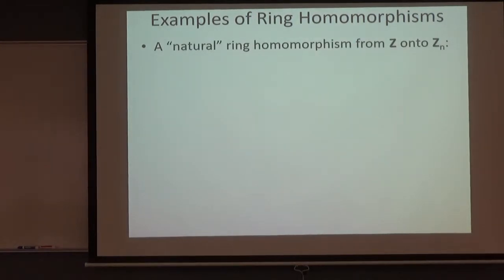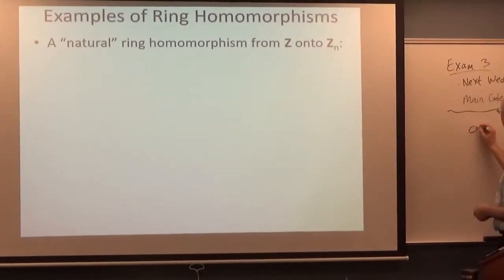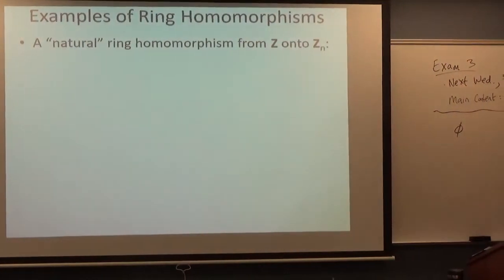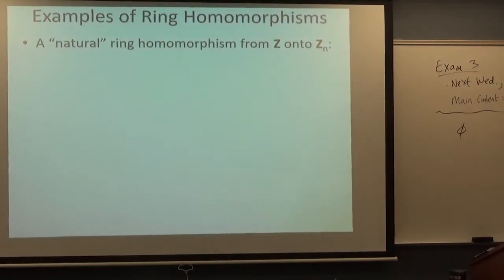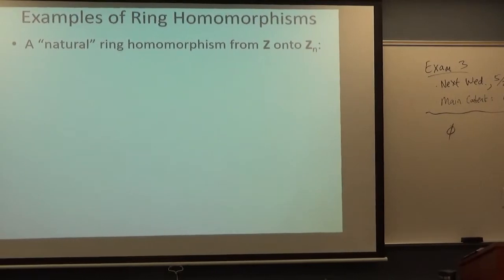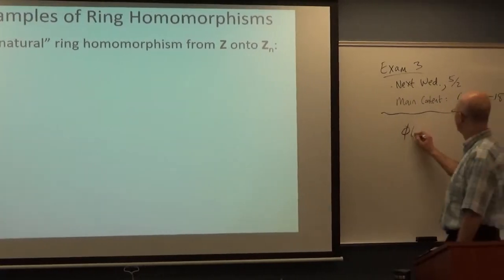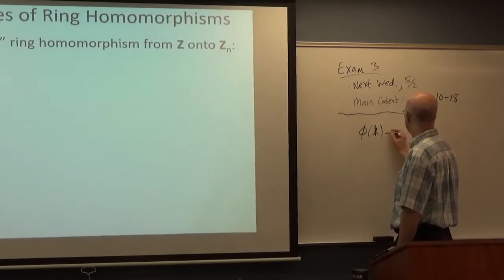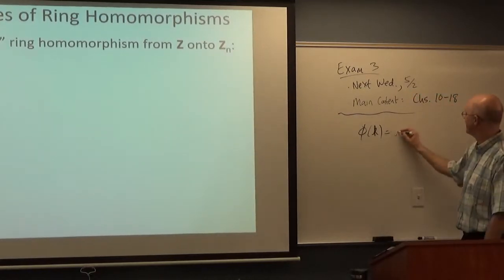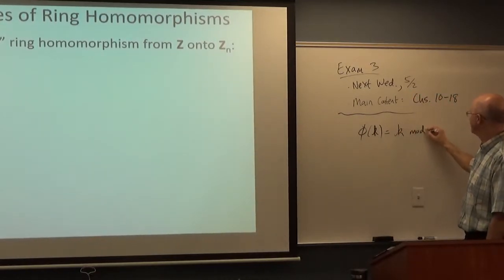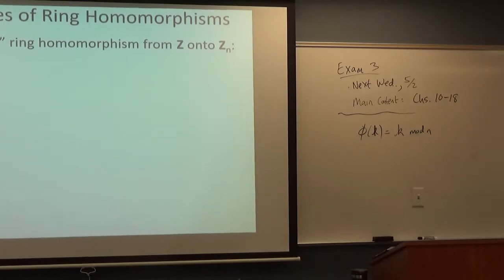Examples, again, a natural ring homomorphism from Z to Zn. By natural, I mean it's sort of like one of those situations where it's the only thing that you could naturally think of. What's the most natural kind of mapping? It's an appropriate word to use. Take an arbitrary integer k. I want to map it to Zn. What's the most natural thing to do? Well, mod it by n. And again, the properties of modular arithmetic from chapter 0 are what helps you verify this is a ring homomorphism.